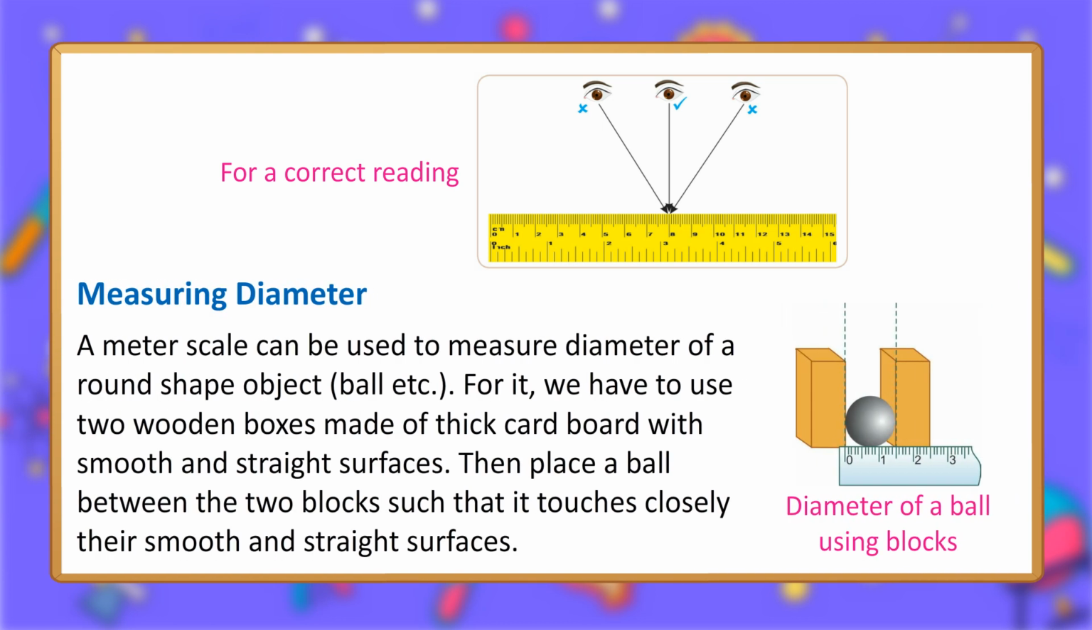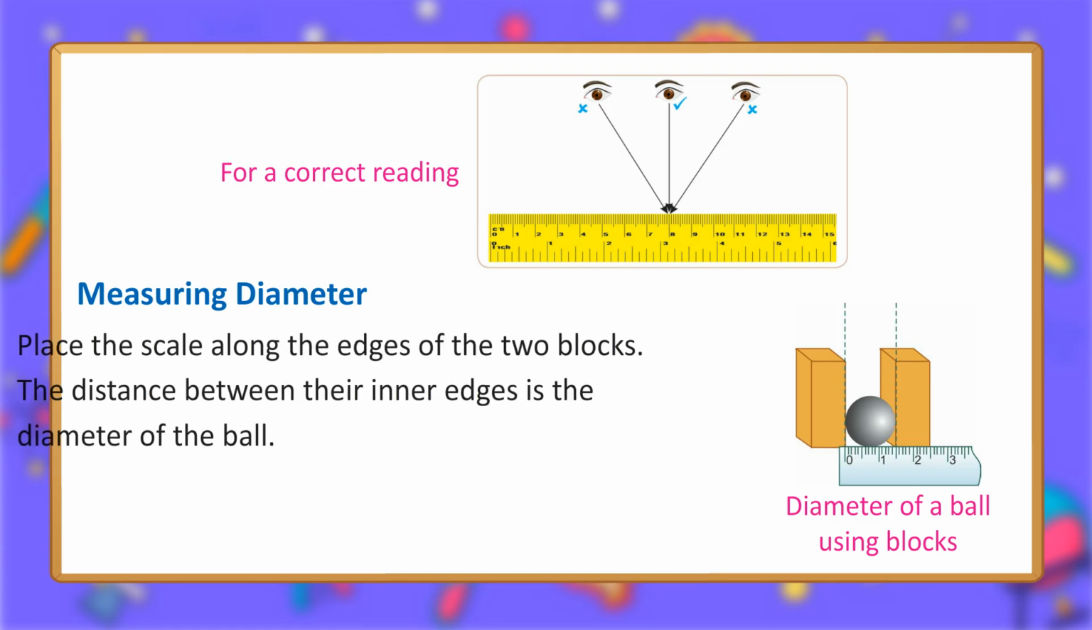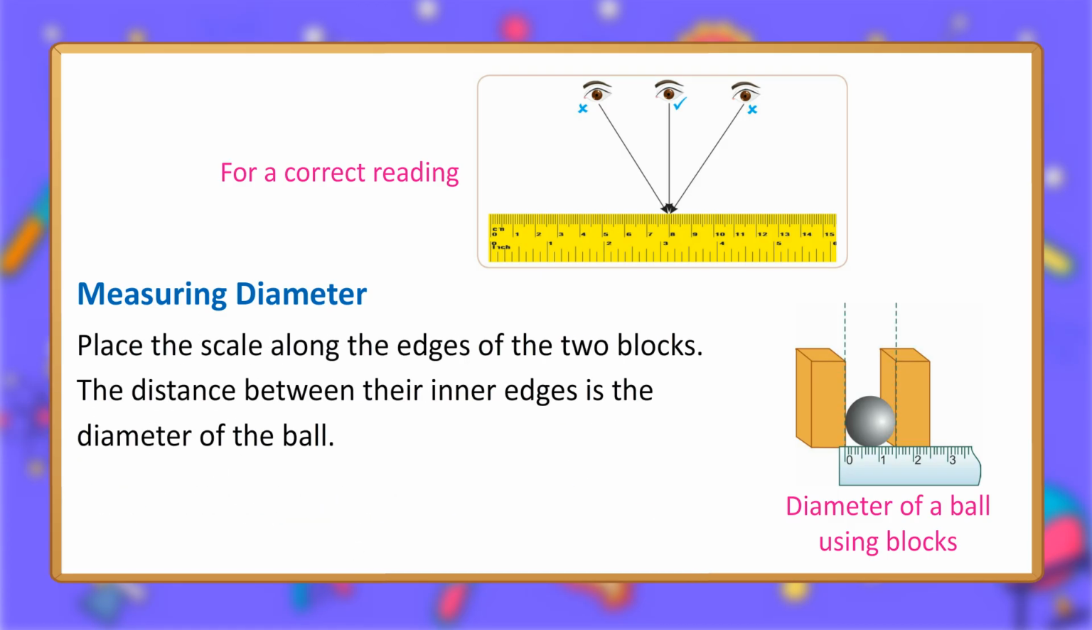Measuring diameter. A meter scale can be used to measure diameter of a round shape object, ball, etc. For it, we have to use two wooden blocks made of thick cardboard with smooth and straight surfaces. Then place a ball between the two blocks such that it touches closely their smooth and straight surfaces. Place the scale along the edges of the two blocks. The distance between their inner edges is the diameter of the ball. Diameter of a ball using blocks.